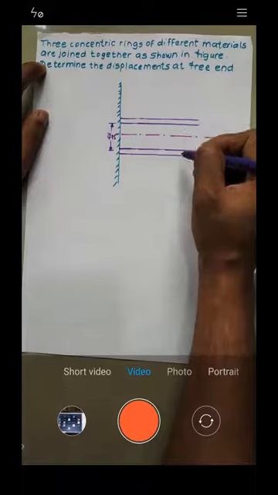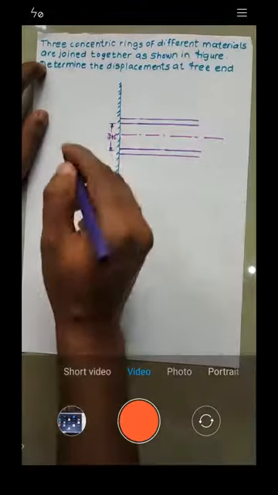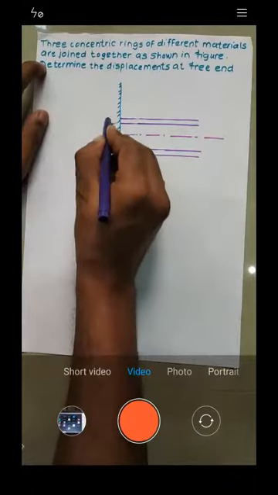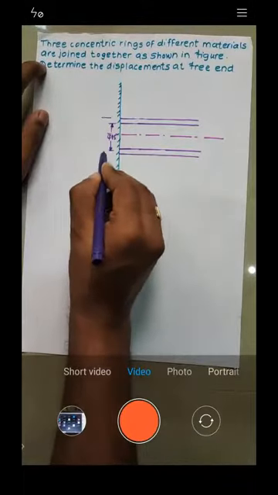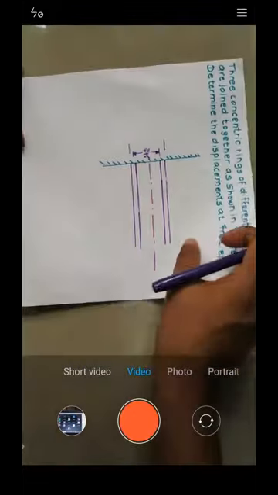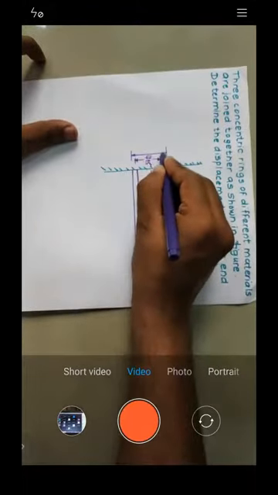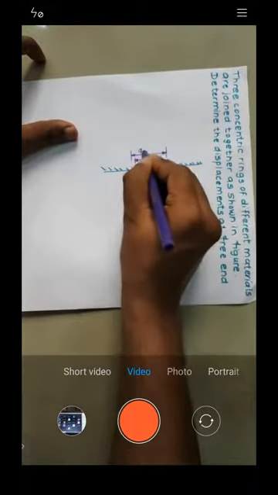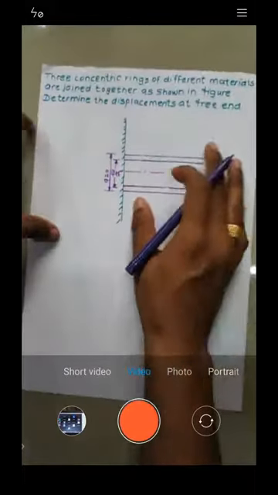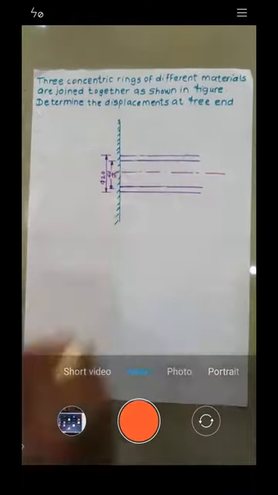Let's consider this first ring. It has inner diameter 15 and outer diameter 20. I will write down the outer diameter here. Inner diameter phi is equal to 15, outer diameter phi is equal to 20. So this is our first ring.